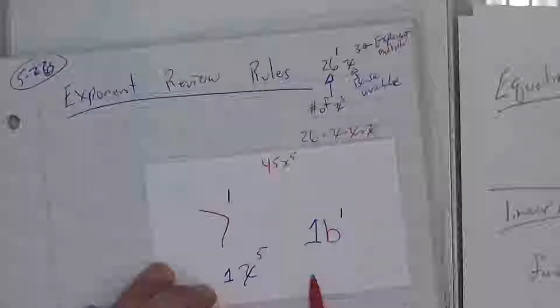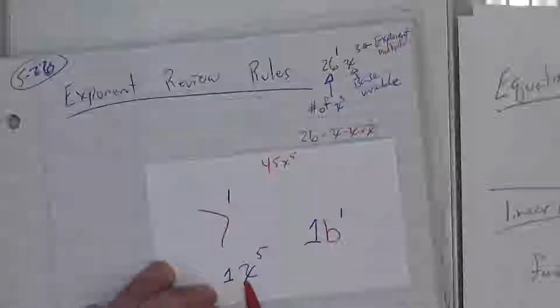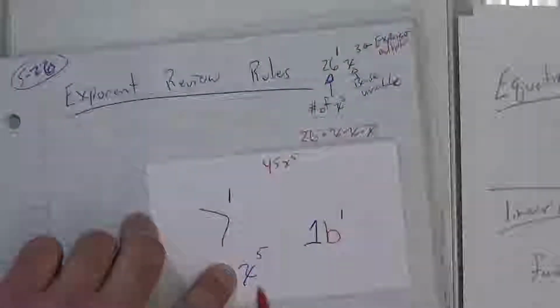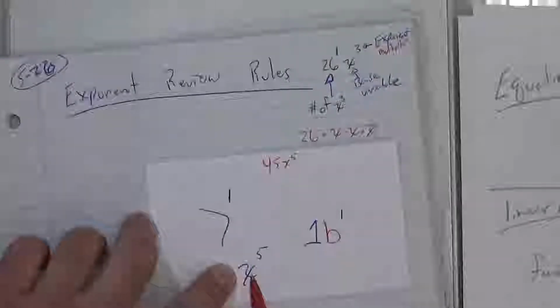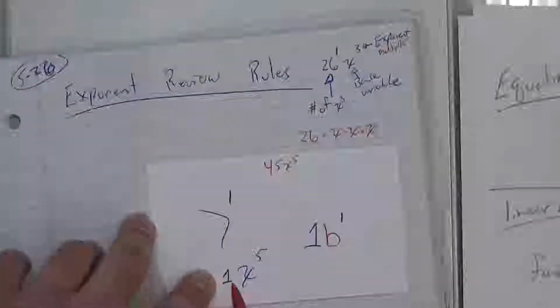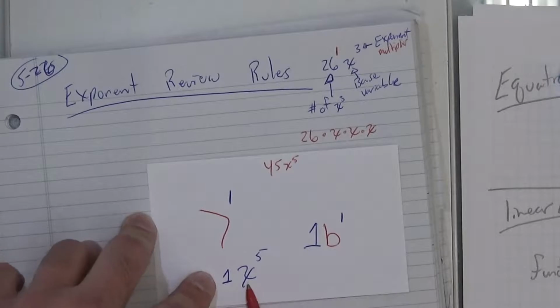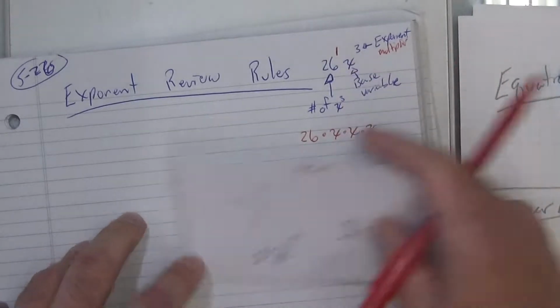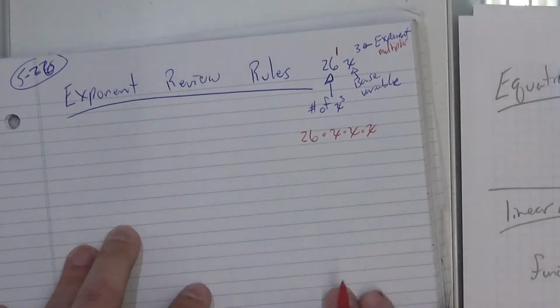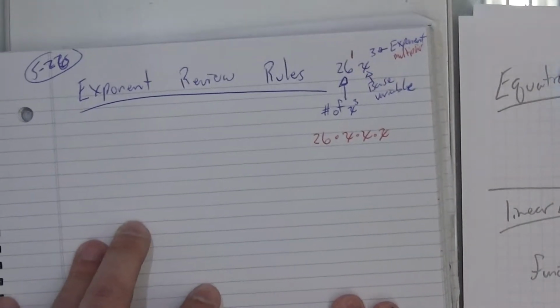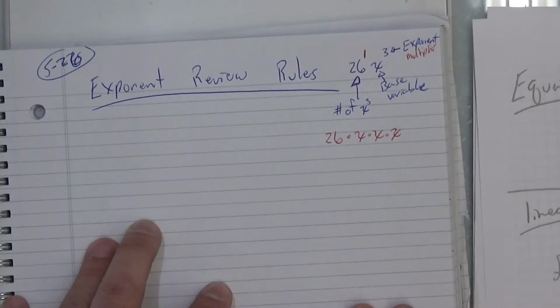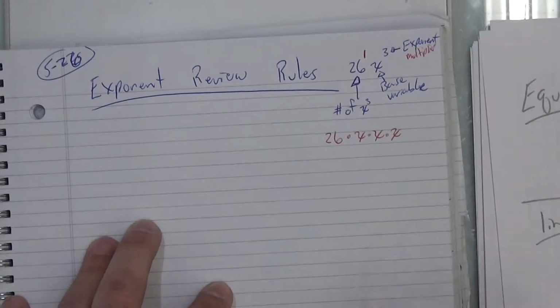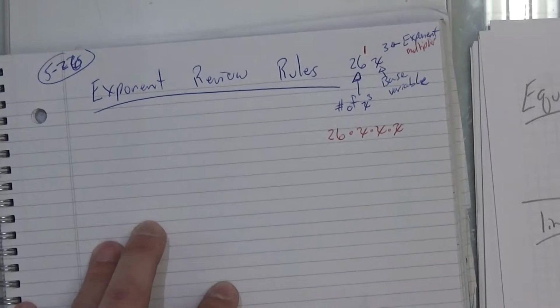If there's 45 x to the 5th, then there's 45. And if there's nothing there, if it's just x to the 5th, there is an implied 1 in front of it. The coefficient is 1, because if you multiply anything by 1, it stays itself. Right? Does that make sense? Okay. Ryan, give me another letter. R. Okay, good.